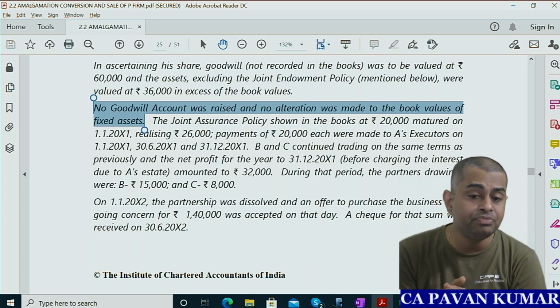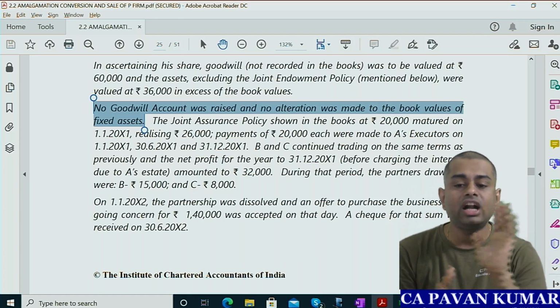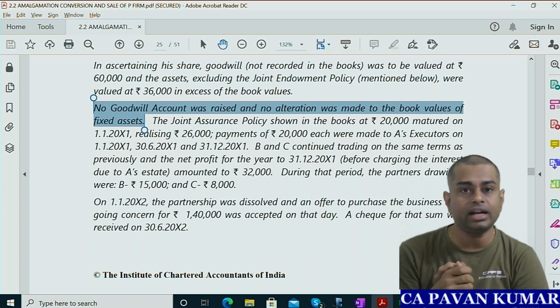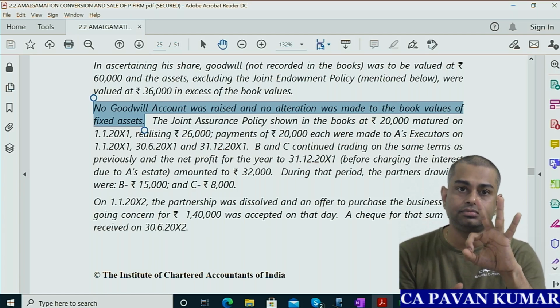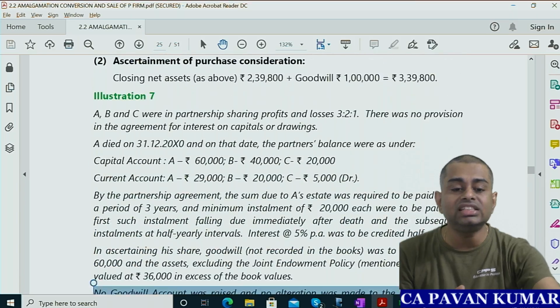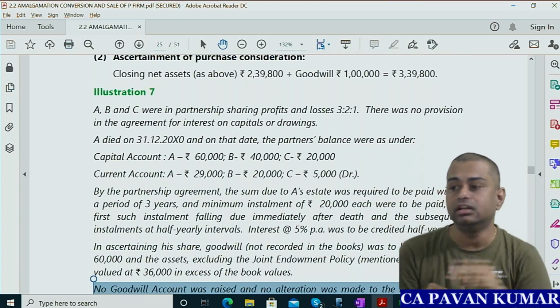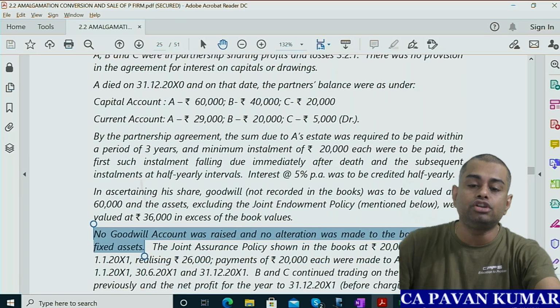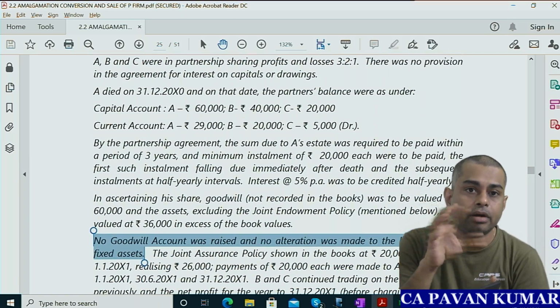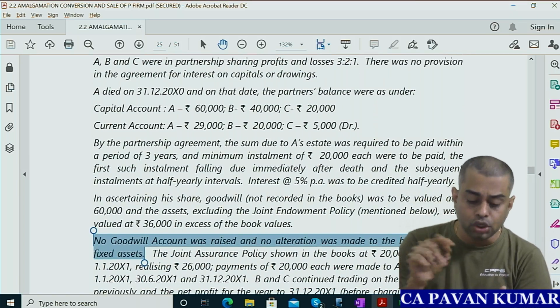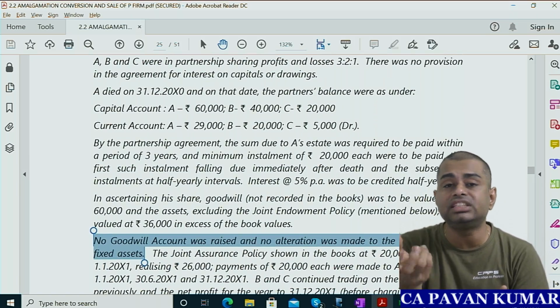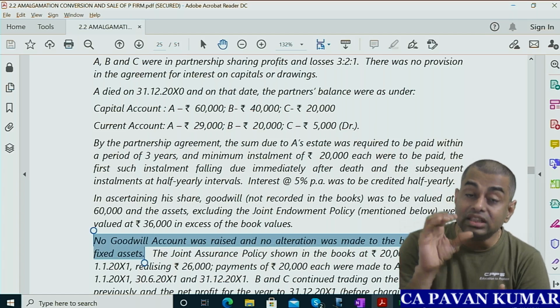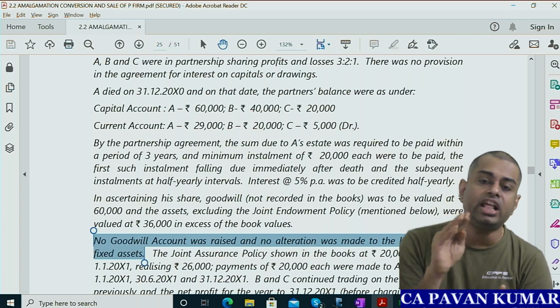For example, I'll give you one small example. What is goodwill? 60,000, correct? So this 60,000 belongs to whom? 3 partners, A, B, C. What is the ratio? 3:2:1. So distribute 60,000 in 3:2:1. So first person will get 30,000, second person will get 20,000, third person will get 10,000, correct? So this is immediately before death.